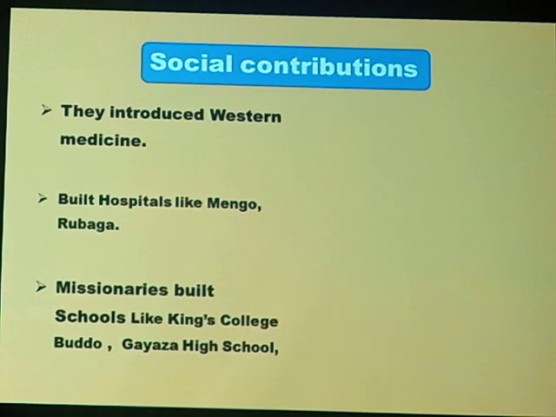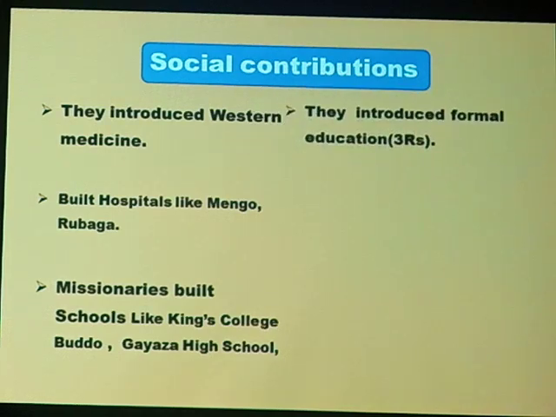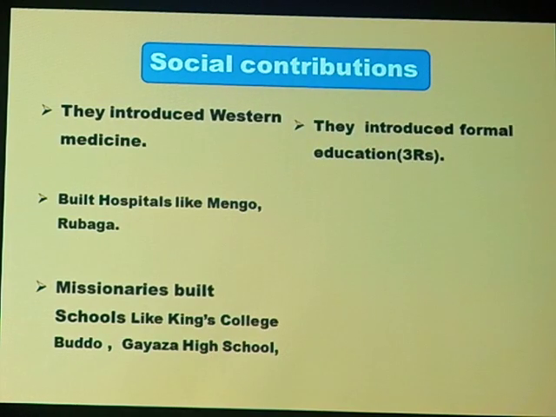Missionaries built schools like King's College Budo, Gayaza High School, and others. They introduced formal education. That's the same as they taught the 3 R's. I hope you recall the 3 R's in our lesson last time. We said the 3 R's stand for reading, writing, and arithmetic. So do not forget that the 3 R's simply mean reading, writing, and arithmetic. So let's get to some other aspect.